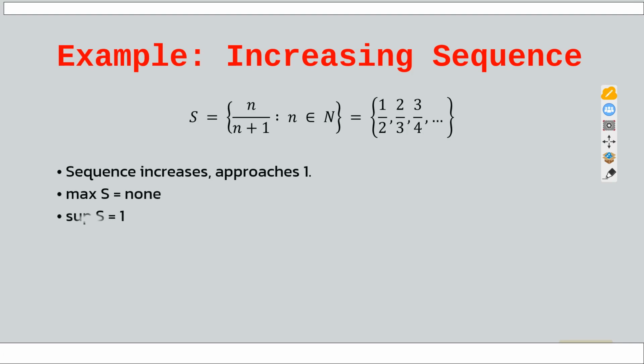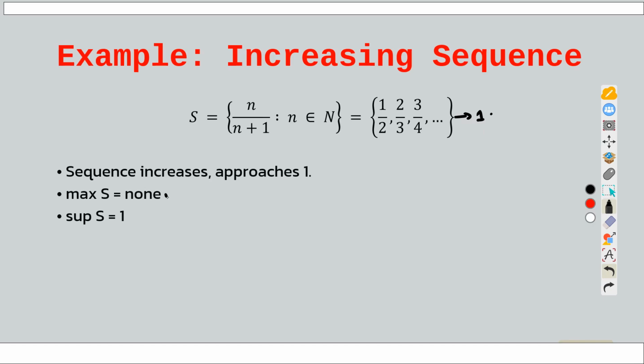It means that the maximum of the set cannot be reached. We cannot have the maximum of the set, since we cannot have 1. This is tending to 1, but 1 is not an element in this set. So we cannot say there is a maximum. Whichever number you think about, there will be a number greater than that number.